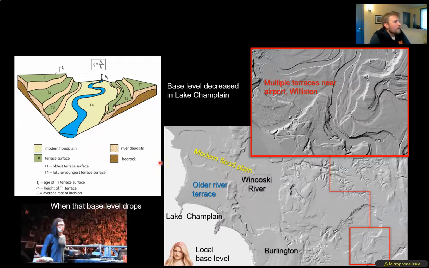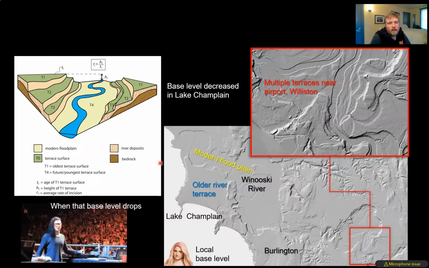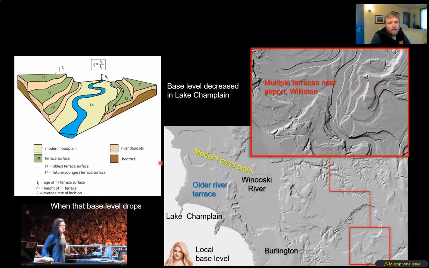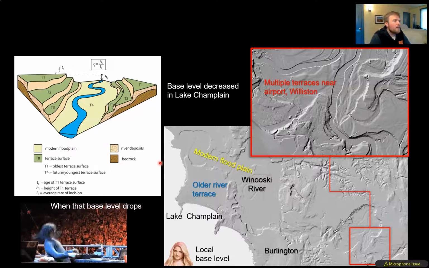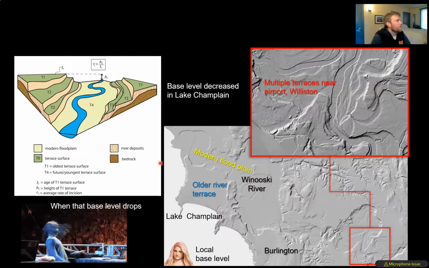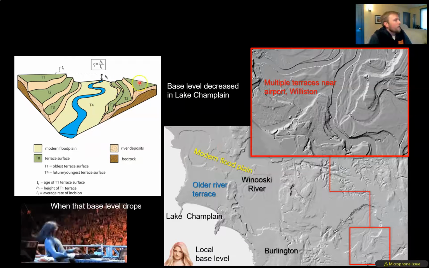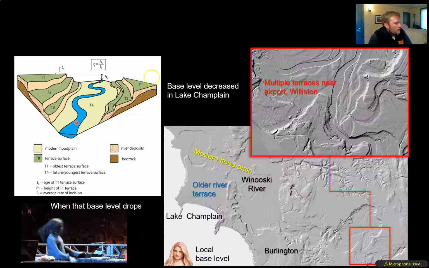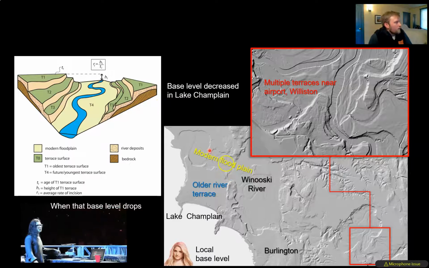So if we just take a look here at the Winooski River Plain flowing through Williston, along Burlington, and out through Colchester into the lake, we can actually see evidence for changes in base level of Lake Champlain, right?